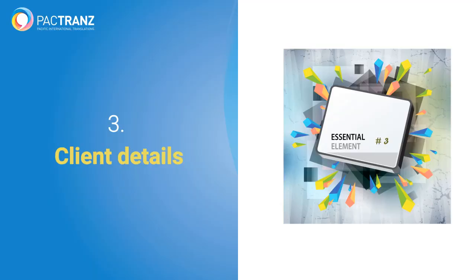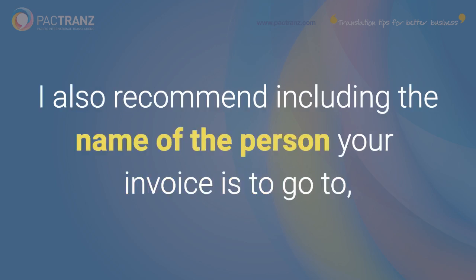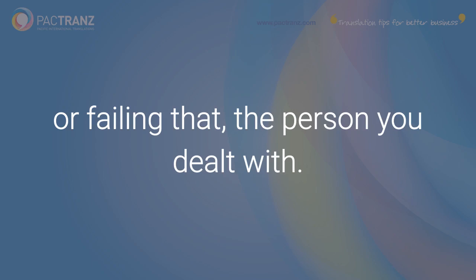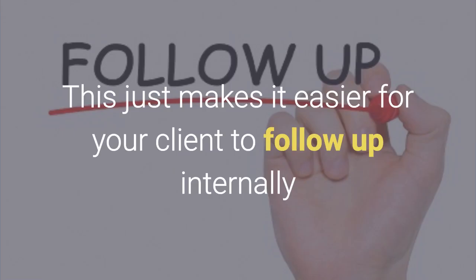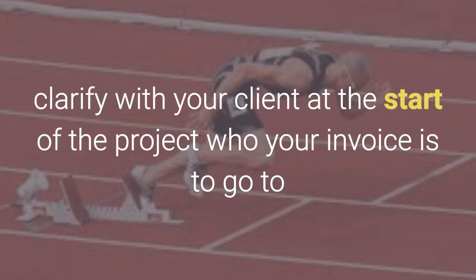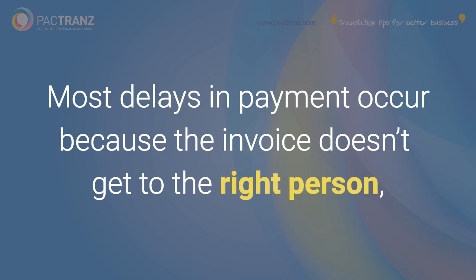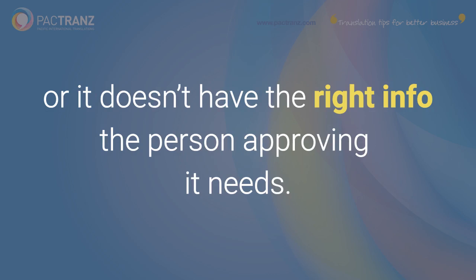Thirdly, your client details. Your invoice should be addressed to your client, stating their name and address. I also recommend including the name of the person your invoice is to go to, or failing that, the person you dealt with. This just makes it easier for your client to follow up internally if your invoice can't immediately be approved. Now here's a quick tip. Clarify with your client at the start of the project who your invoice is to go to and what reference numbers they need. That's because most delays in payment occur either because the invoice doesn't get to the right person, or it doesn't have the right information the person approving it actually needs.